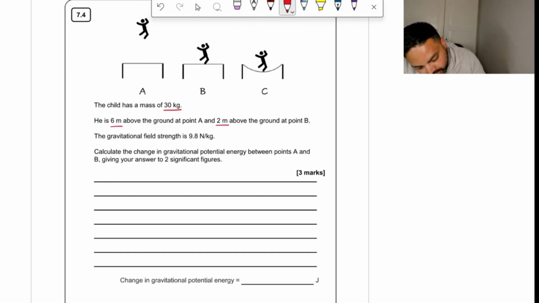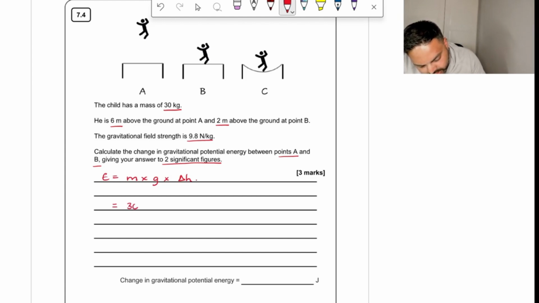6 meters above the ground at point A and 2 meters above the ground at point B. Gravitational field strength is 9.8 newtons per kilogram. Calculate the change in gravitational potential energy between points A and B, giving your answer to two significant figures. Okay, so energy is equal to mass times G times change in height.